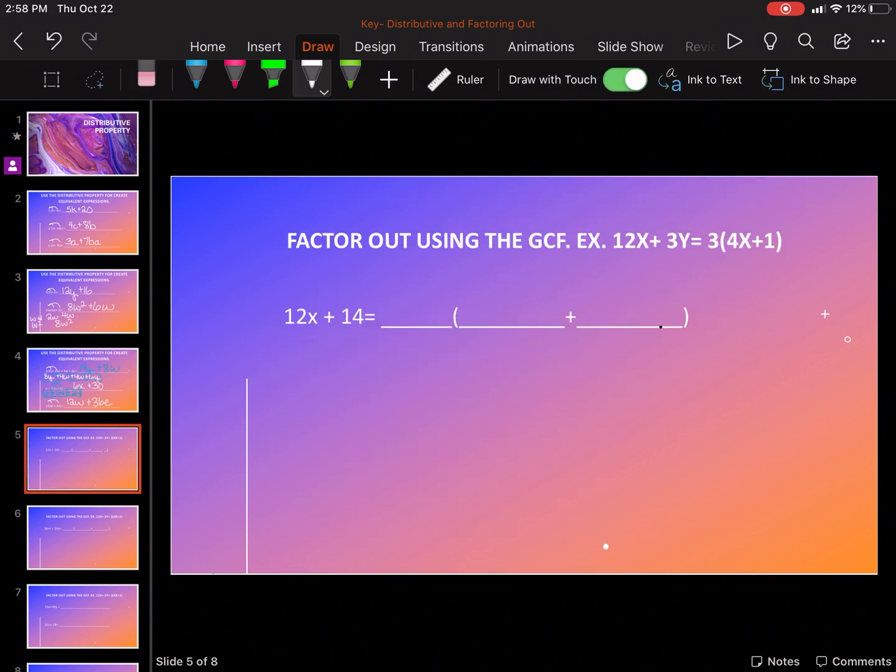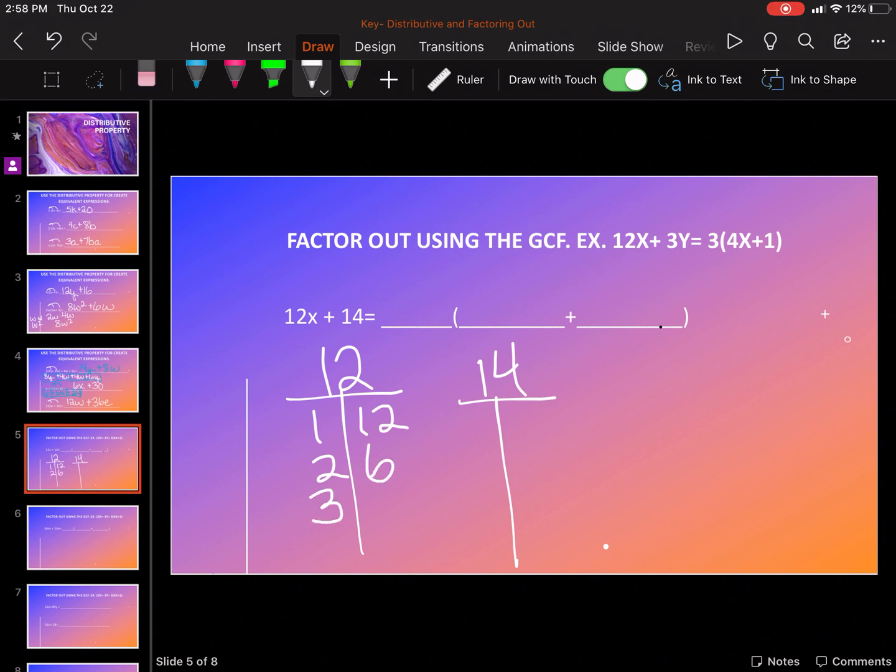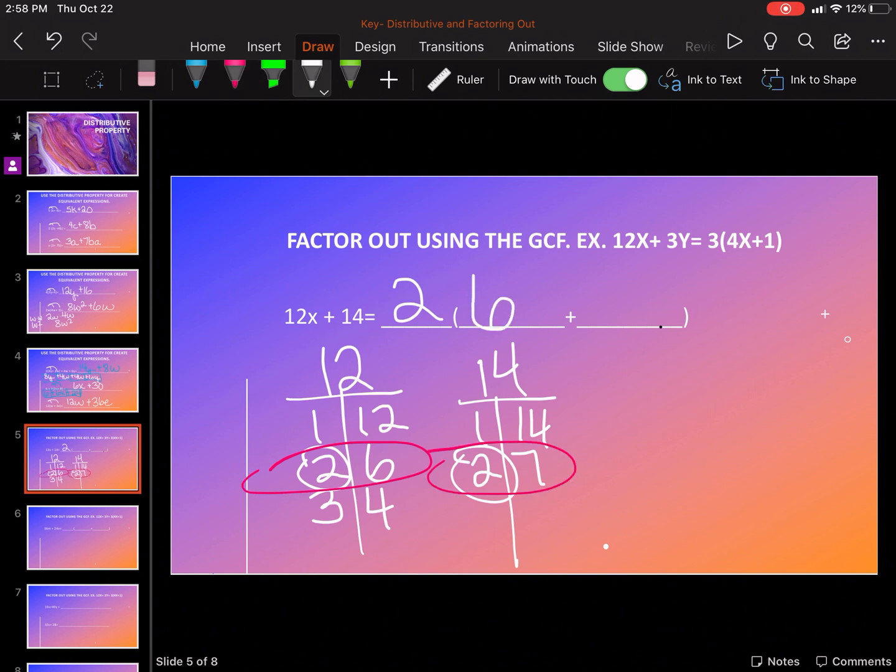Okay, so now we're going to go the other way, and we're going to factor out, meaning we're going to pull out the greatest common factor. So we're going to do our two T-charts for 12 and 14. 1 and 12, 2 and 6, 3 and 4, 1 and 14, 2 and 7. So the greatest common factor is 2, so that gets pulled out. And then remember, you use the other factor that's left. So that's going to be 6x, don't forget the x, times 7. So here, double check it. 6 times 2 is 12x, that worked. And then 2 times 7 is 14.